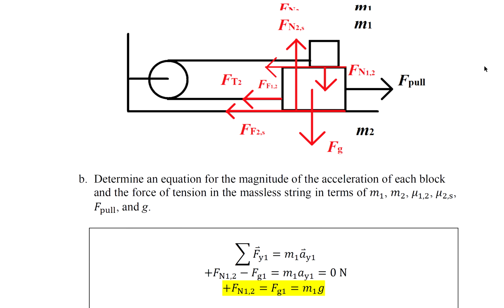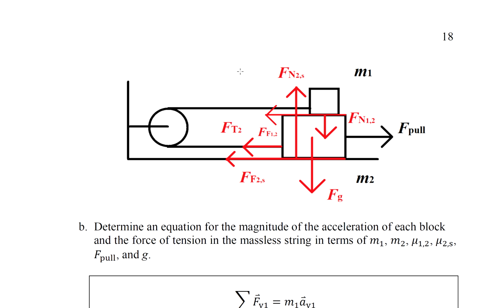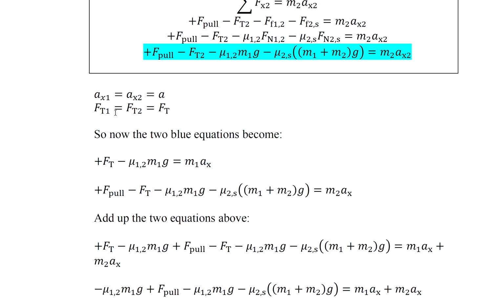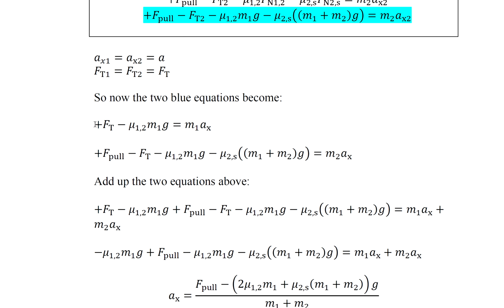So I'm going to let positive x be when m2 goes to the right and m1 goes to the left. Negative x is when m1 goes to the right and m2 goes to the left. So a sub x1 equals a sub x2 equals a, force of t1 equals force of t2 equals force of t. So now the two blue equations become this.